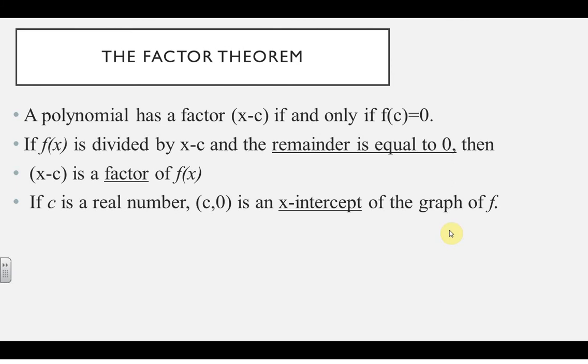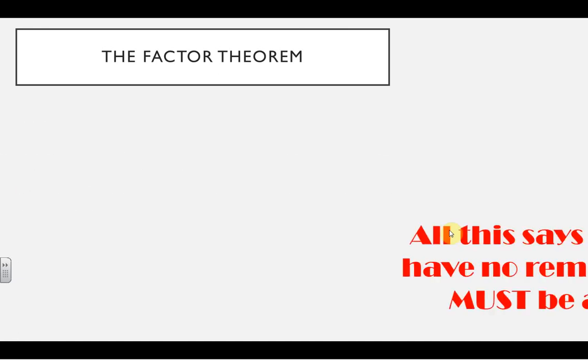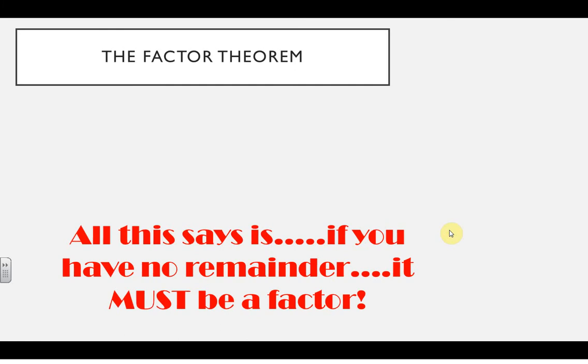So step 1, remainder theorem. Step 2, say yes or no. You determine whether or not something is a factor. Basically this says if it is a factor, you're going to get a remainder of 0. That's all that says. If you have no remainder, it has to be a factor.